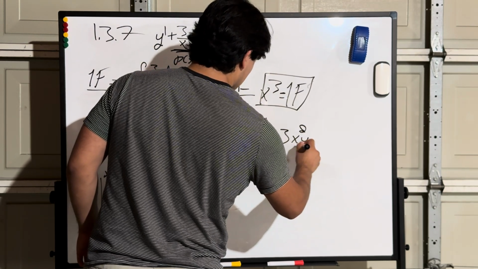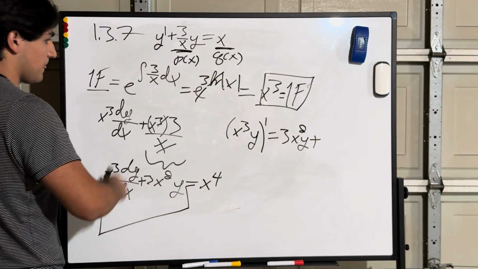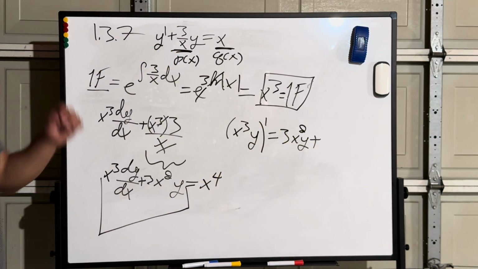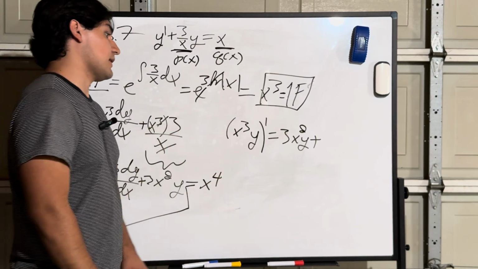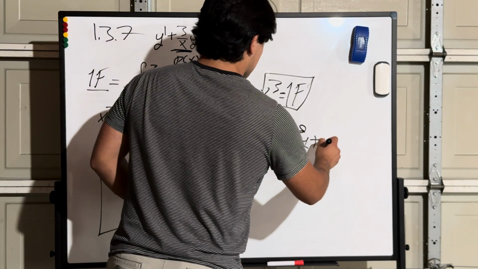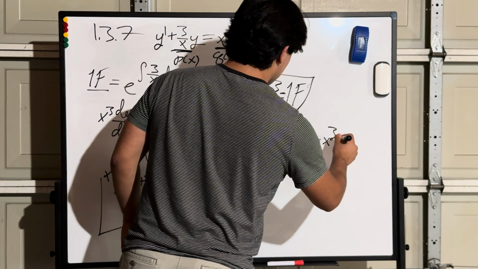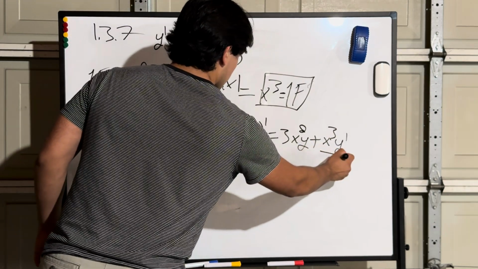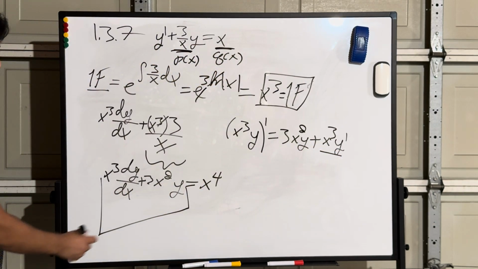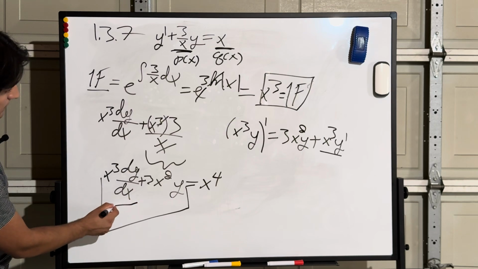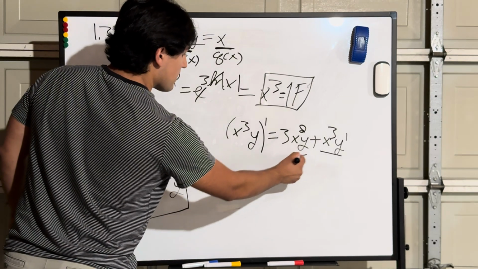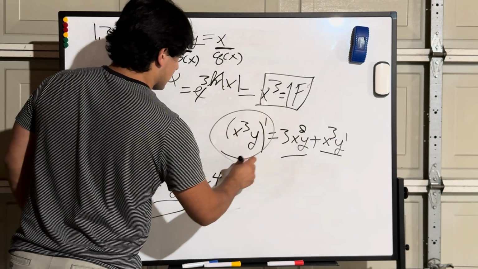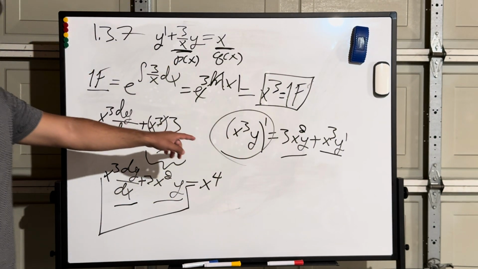We end up with 3x squared y plus, because we have to use product rule. Remember, when you're using product rule, you take the derivative of this and then you take the derivative of that, and you add them. So we end up with x cubed y prime, which if we look, is equal to this right here, and that is equal to this. So essentially we can just use x cubed times y.